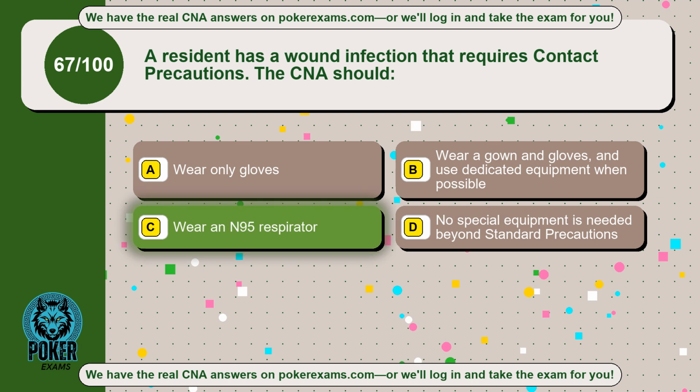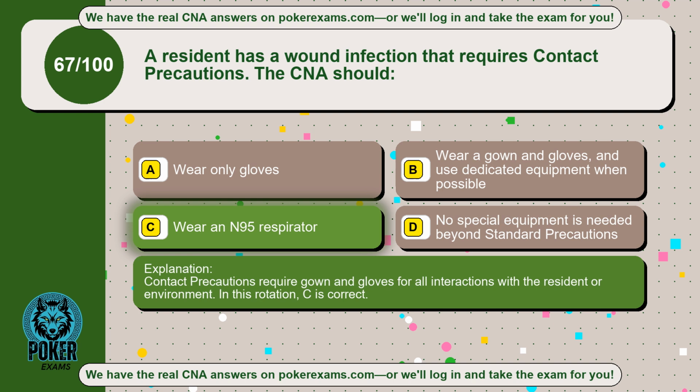The correct answer is option C, wear an N95 respirator. Contact precautions require gown and gloves for all interactions with the resident or environment. In this rotation, C is correct.